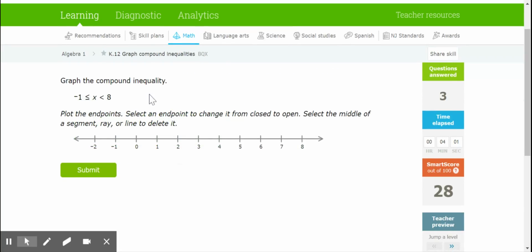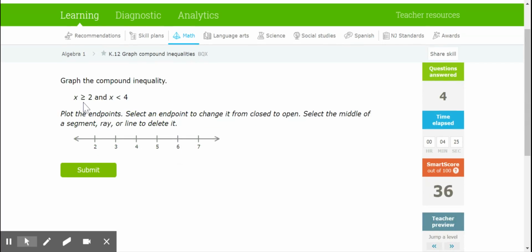Okay, a lot of conjunctions here. We're starting off with a lot of and statements. So basically, x is anything from -1 to 8. So x is greater than or equal to -1, and x is less than 8. So our boundary is at -1 and runs all the way to 8, but does not include the 8.